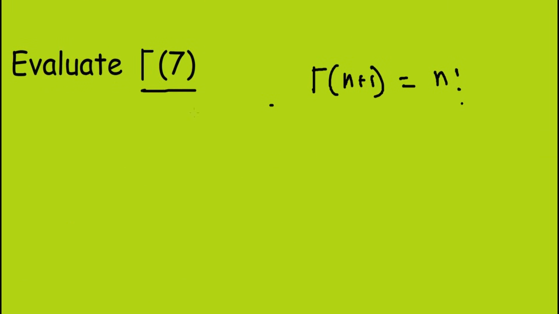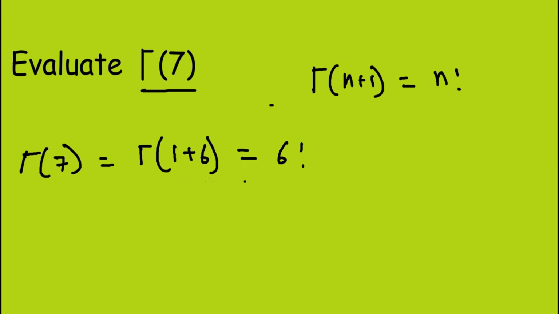So gamma n plus 1 is n factorial. In this case, I can write gamma 7 equals gamma 1 plus 6. So this will be equal to 6 factorial. So what is 6 factorial? 6 factorial is simply 720. So this is the value of gamma 7.